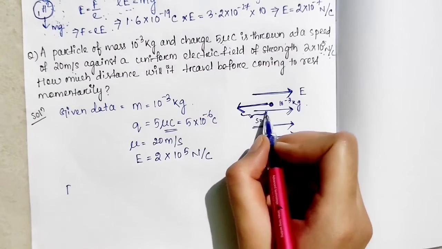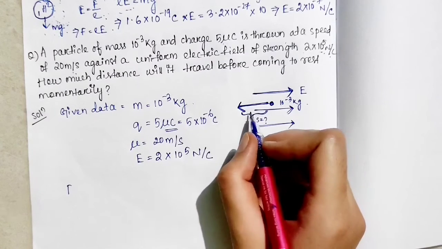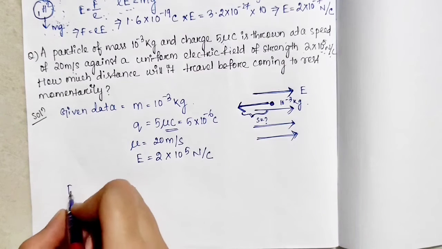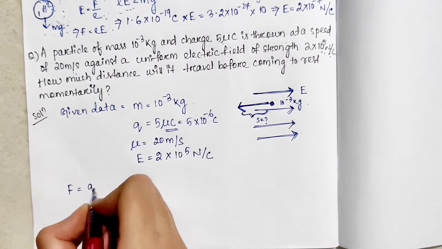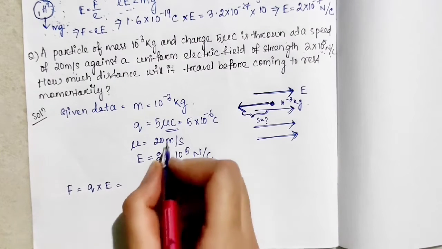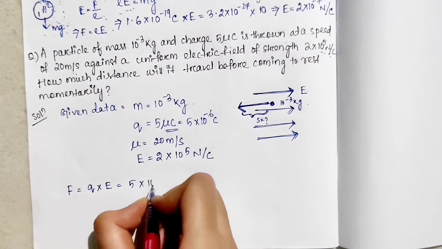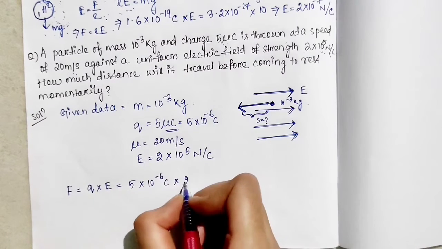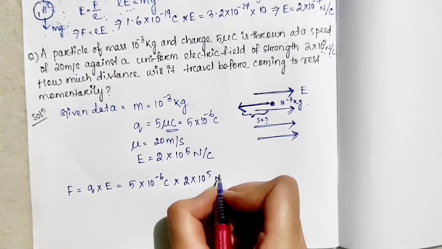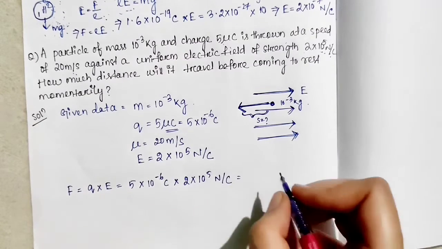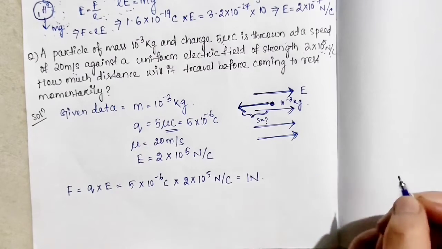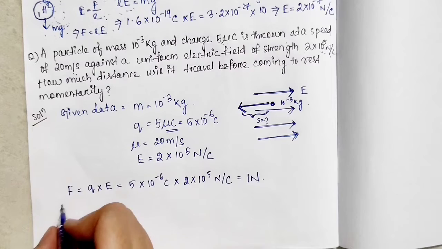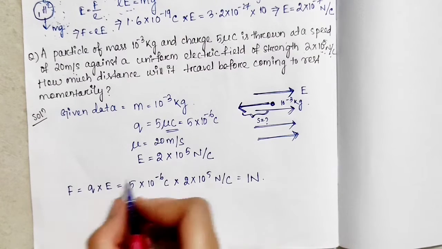To calculate the distance S, first we have to calculate the force, that is the electrostatic force. So F is equal to Q into E. The value of Q is 5 into 10 to the power minus 6 coulomb into the value of electric field, 2 into 10 to the power 5 Newton per coulomb. If we solve it, then we get 1 Newton force. Okay, so you can solve it easily. So next, we have calculated the electrostatic force.